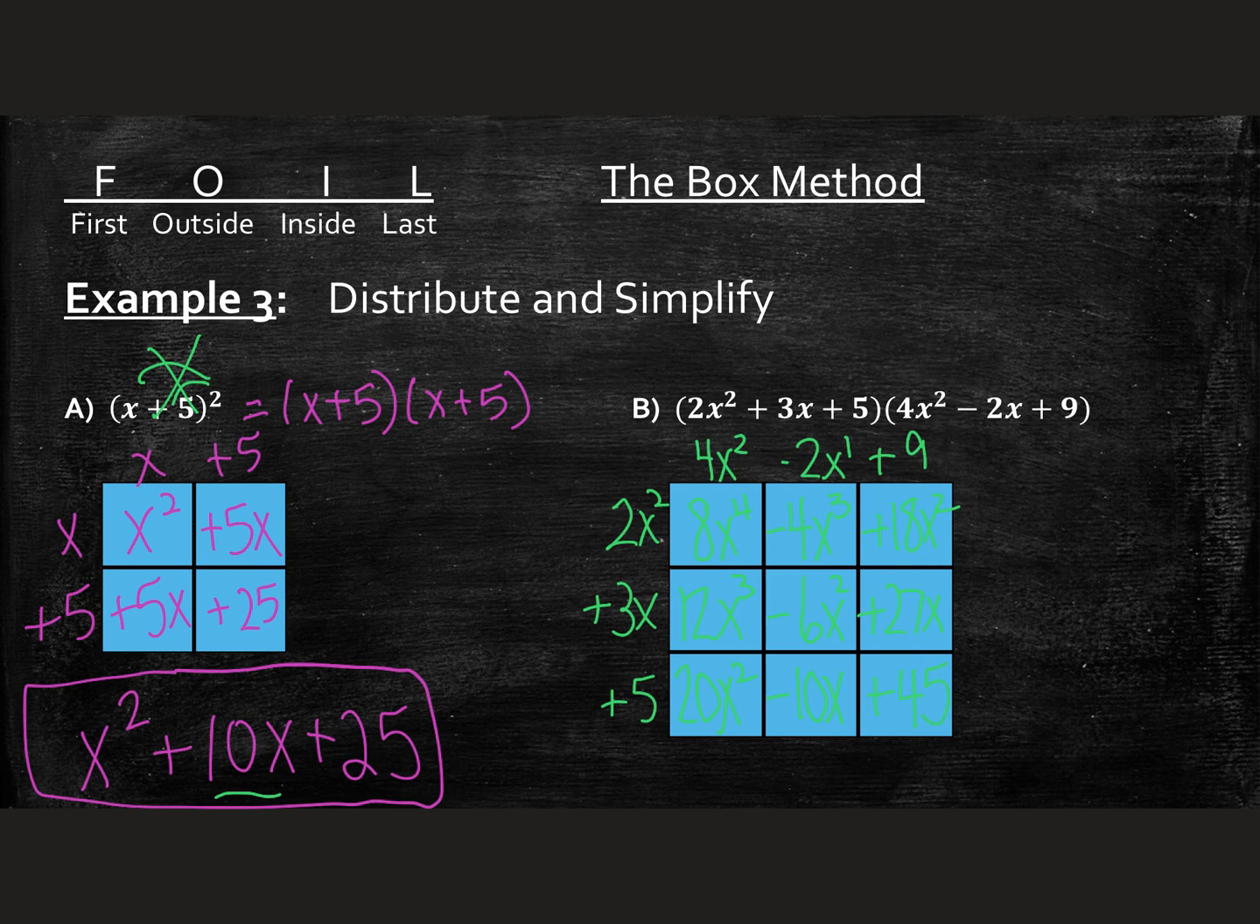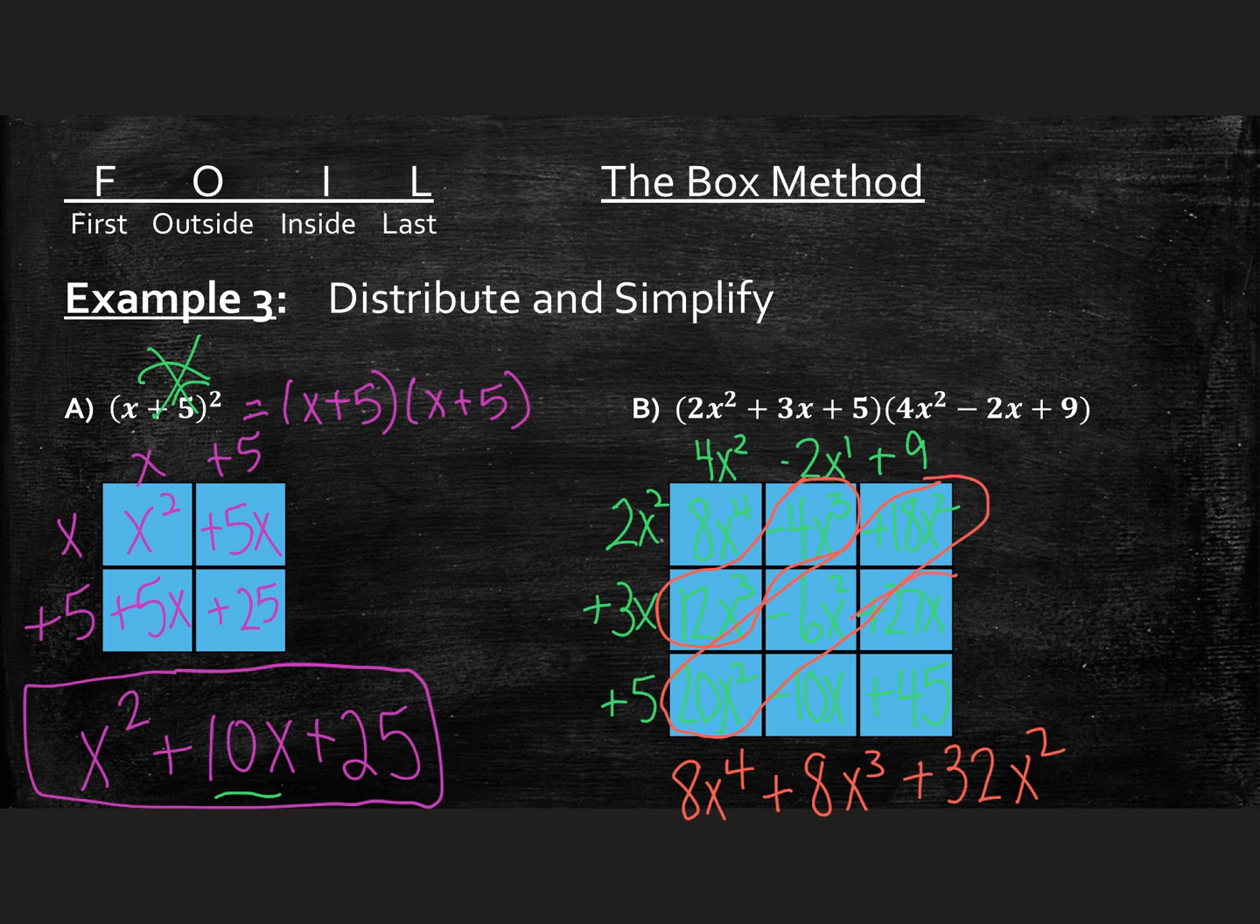Okay, now notice that when you do that, your diagonals are still going to be like terms, right? So we've got 8x to the 4th, that's going to be our first term. Then we're going to combine 12x to the 3rd minus 4x to the 3rd. You're just going to combine those coefficients by adding them. So that would give you a plus 8x to the 3rd. Then we've got x squared, which is this diagonal. 18 minus 6 gives us 12. 12 plus 20 gives us 32. So that would be a plus 32x squared.